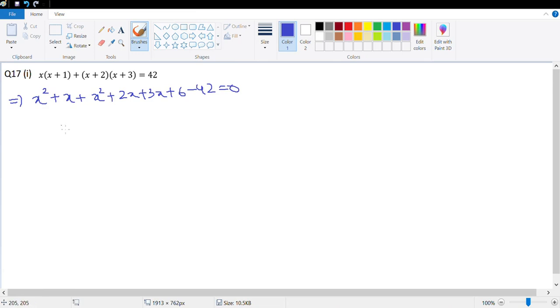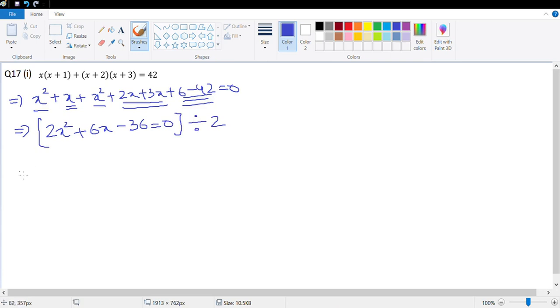So let's combine like terms together. x square plus x square, that's 2x square, 2x plus 3x, so that's plus 6x, and 6 minus 42, that's negative 36, is equal to 0. I notice that all three elements have 2 in common, so let's divide both sides by 2. We get x squared plus 3x minus 18 is equal to 0.